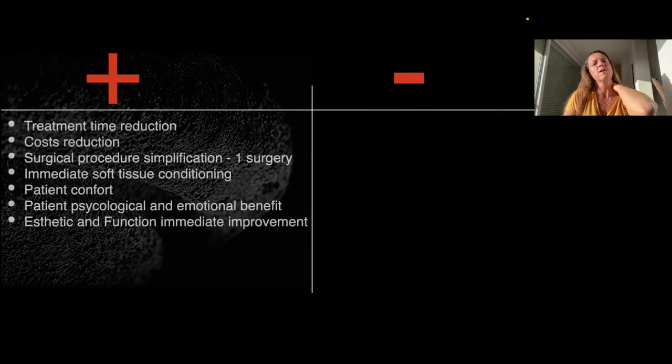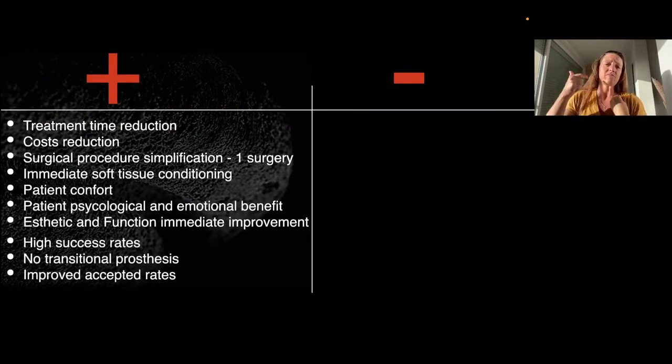So in terms of advantages and disadvantages, when we go for immediate function, of course, treatment time reduction, cost reduction, surgical procedure simplification, one surgery, we can immediately do soft tissue conditioning, more comfort for the patient. It's also a psychological and emotional benefit for the patient. You can deliver immediate esthetics and function, which will immediately improve. It has high success rates. We don't have any transitional prosthesis, and it improves acceptance rates. Not only are the acceptance rates improved, but nowadays our patients are demanding it.